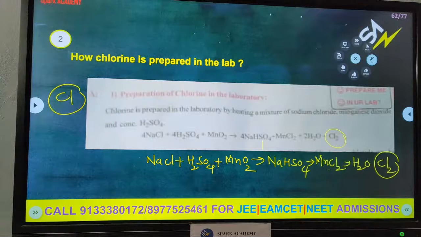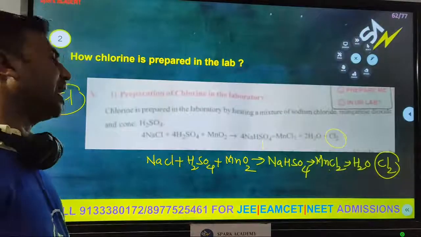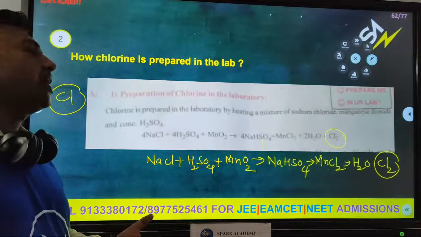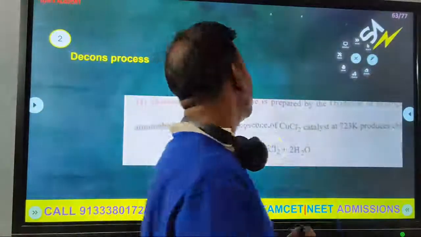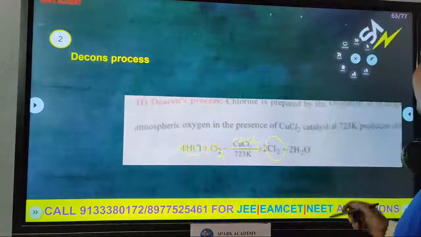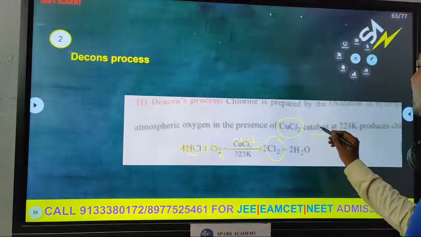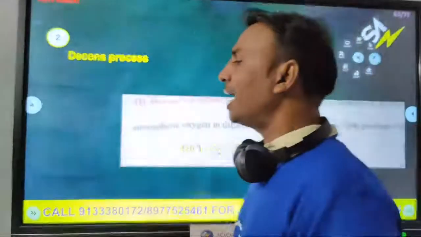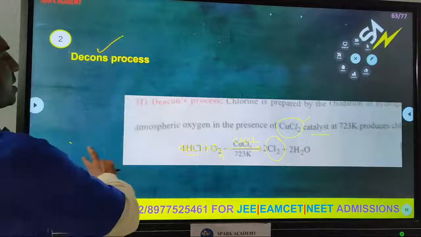After this question, the next question is how chlorine is prepared in the lab. The first preparation is chlorine in the lab using NaCl, H2SO4, MnO2. The second one is a very important process, that is Deacon process. Here in the Deacon process we use the catalyst CuCl2. That is very important. Due to this catalyst, we have to remember this reaction is the Deacon process.